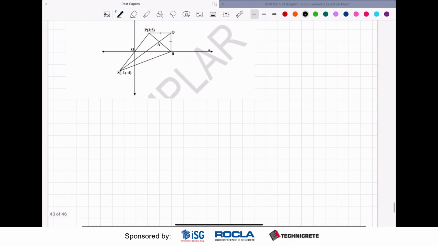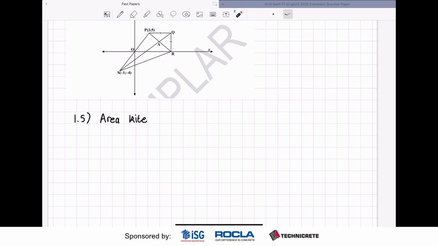Okay, and then for the next question, 1.5, we're asked to find the area of the kite. The formula for the area of a kite is just the product of the diagonals divided by 2. In the previous part 1.4, we found the length PR. So we already know that PR is equal to root 50, which is 5 root 2.